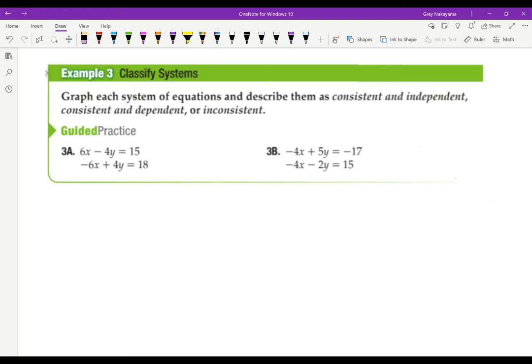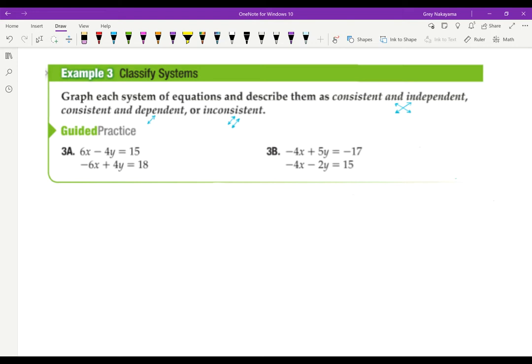To help me, I always draw pictures with this. And remember, inconsistent are those two lines that never intersect. And consistent means they both intersect. Consistent and independent means the lines are independent of each other, so they're going to cross. Dependent, one line depends on the other, so you're going to have the same line.